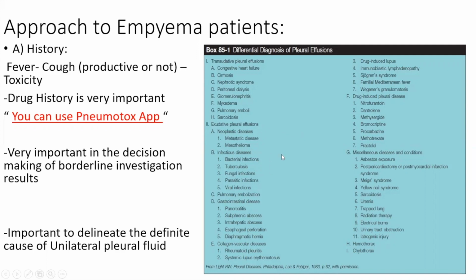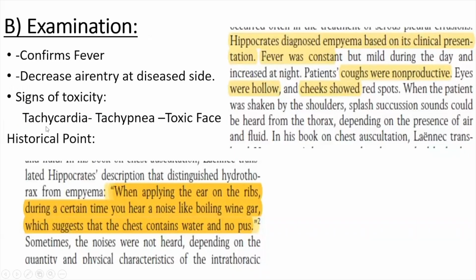This diagram or box shows us a differential diagnosis of the pleural effusions, and as you can see, multiple differentials exist. So we have to be very careful approaching those patients. And to the examination, we will confirm the fever. By auscultation, we can hear decreased air entry at the diseased side, and also we can detect signs of toxicity like tachycardia and tachypnea, toxic facies.